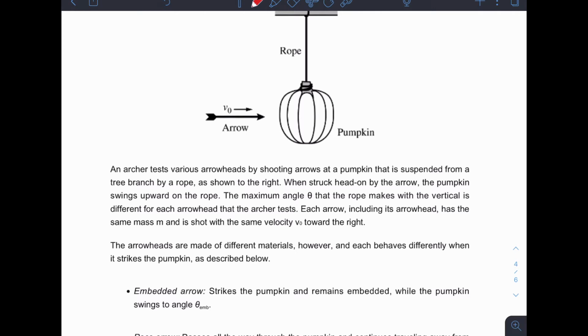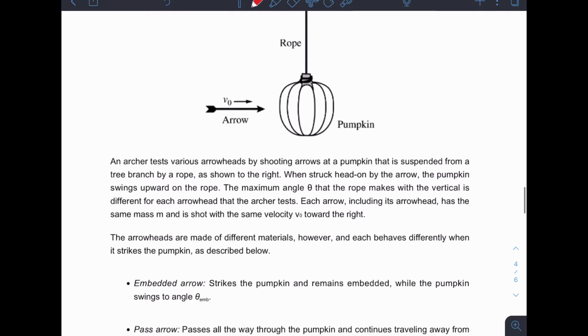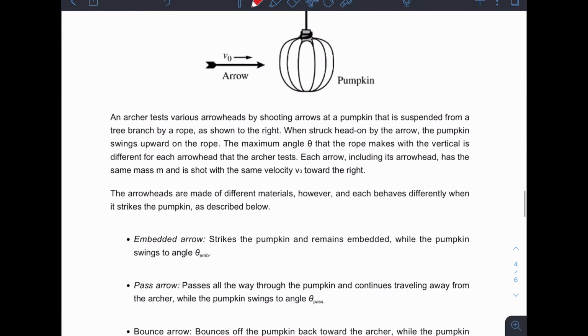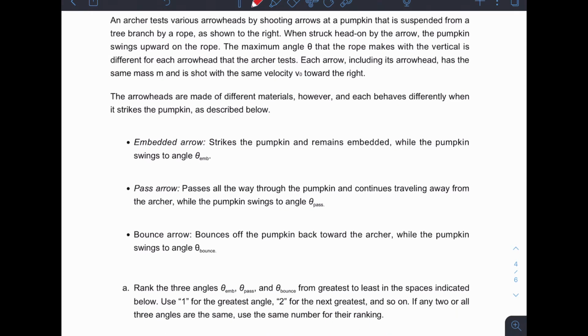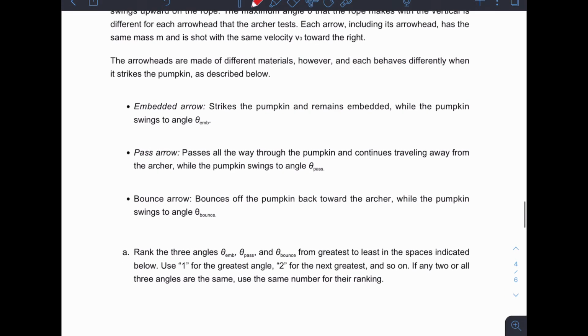So we're told this arrow is going towards this pumpkin, which is going to serve as kind of a pendulum. We don't have to worry about the periodic motion of the pendulum or anything, but this arrow strikes the pumpkin, and there are 3 different scenarios. The arrow embeds, so it strikes and hits it and the pumpkin swings up. The arrow passes through, the pumpkin still swings, and then the arrow bounces off and the pumpkin swings.